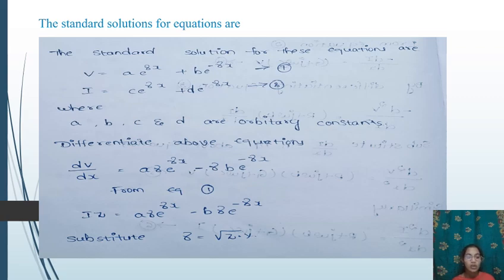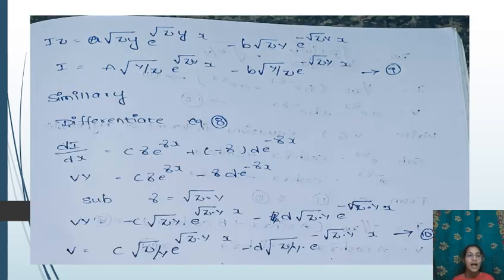Substitute gamma equals root of Z into Y. Iz equals root of ZY into A into e power root of ZY into x minus B root of ZY e power minus root of ZY into x. So I equals A into root of Y by Z e power root of ZY into x minus B root of Y by Z e power minus root of ZY into x. This is equation 9.